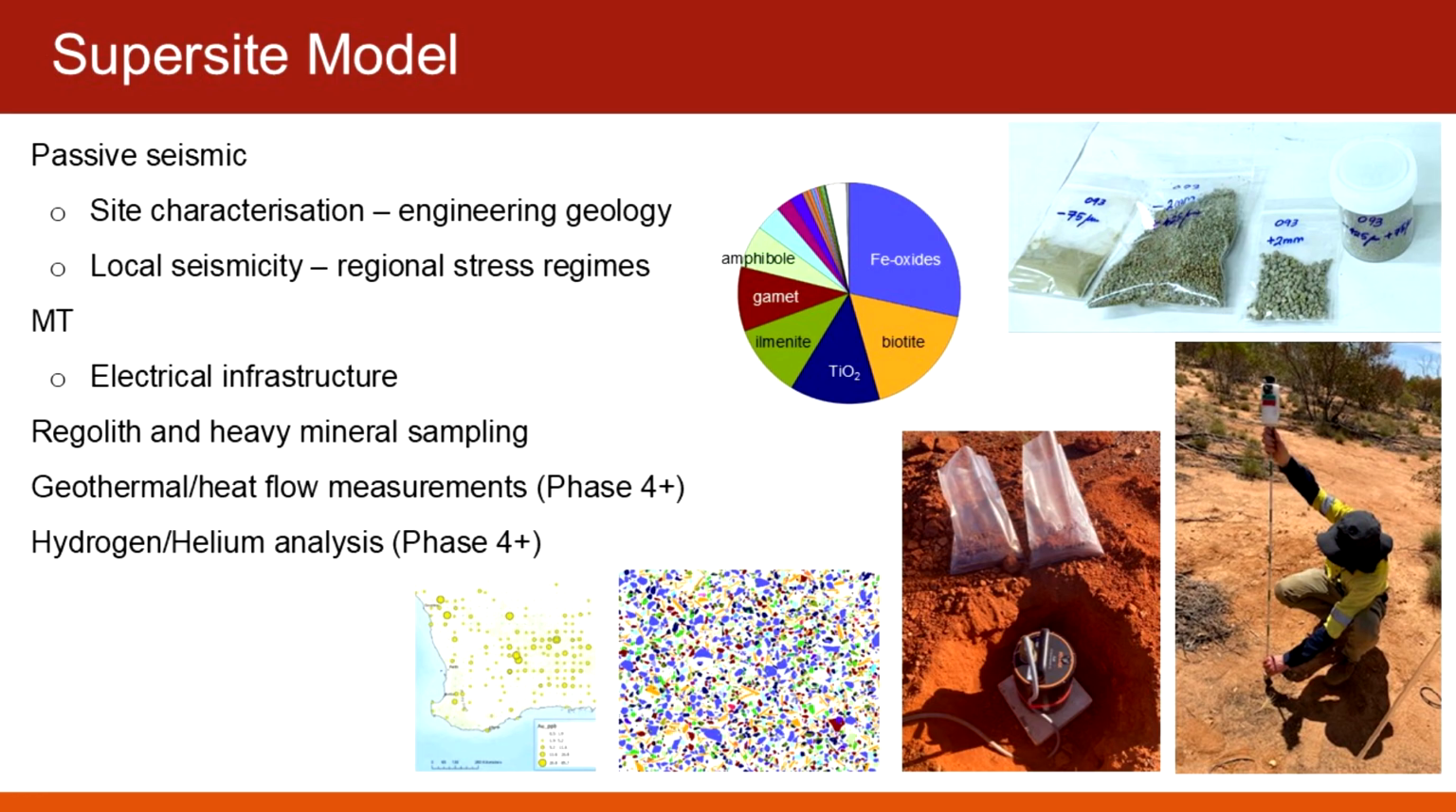From phase 1, we've also basically collected the regolith, and so from that we're doing regolith geochemistry, basically ultrafine plus, and also we're extracting the heavy minerals from those and characterising those heavy minerals. So that will feed back into Australia's heavy mineral map of the state as well. Now, from this next deployment, we're also doing geothermal heat flow measurements with heat needles, and we're doing hydrogen helium sniffing basically at those sites.